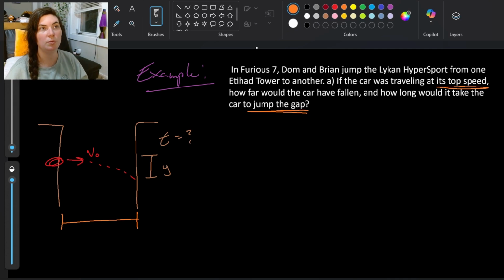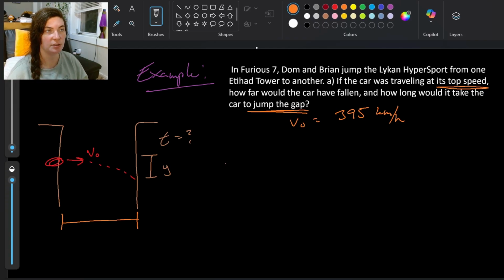Right? So when we Google what's the top speed of a Lykan Hypersport, I think you get 395 kilometers per hour. So this is the initial velocity we're working with.